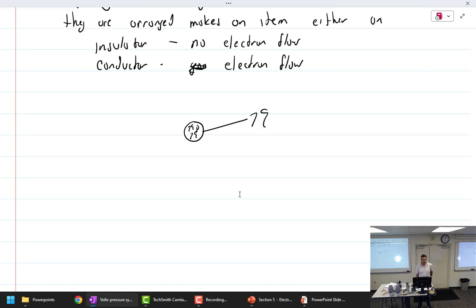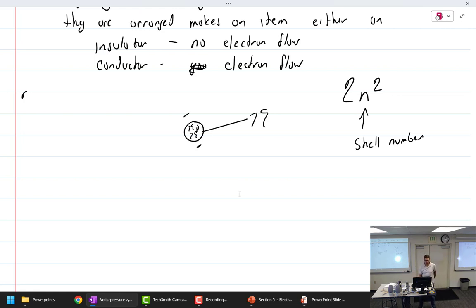Shells. Okay. Well, we can't have 79 of these things in the first orbit or first shell. There is a law in existence that you can only have so many in each orbit or shell. That is a formula called 2n squared, where n is the shell number.